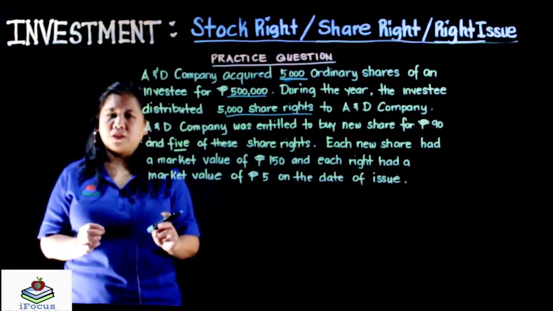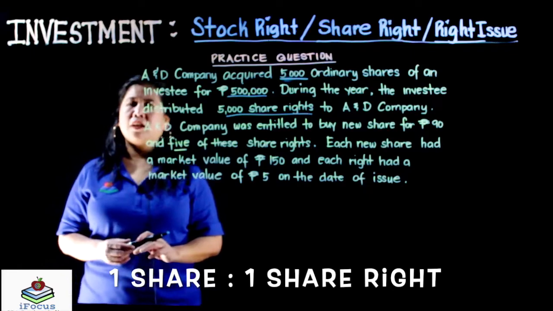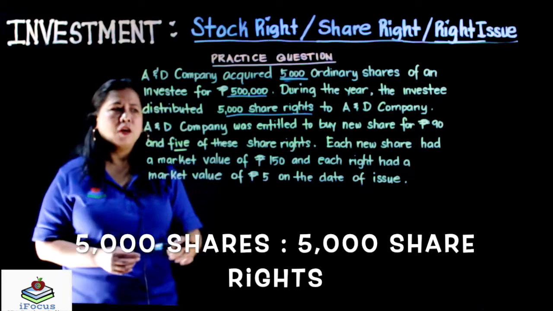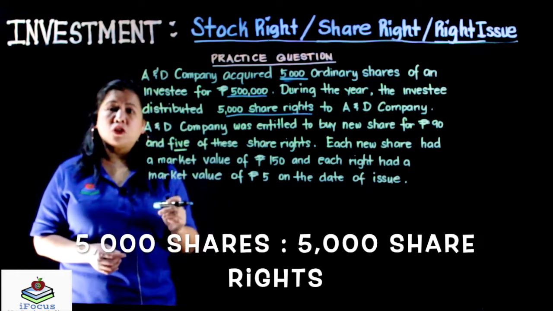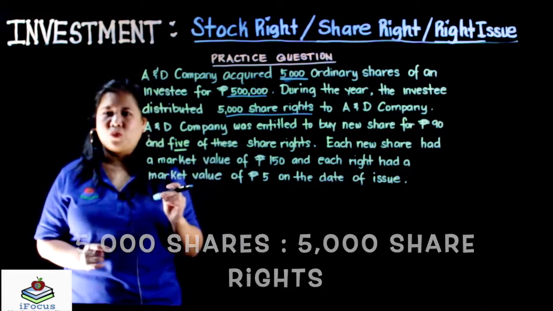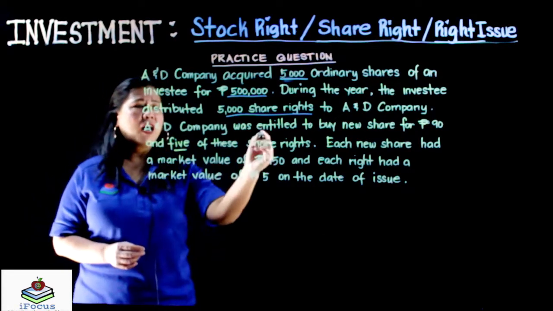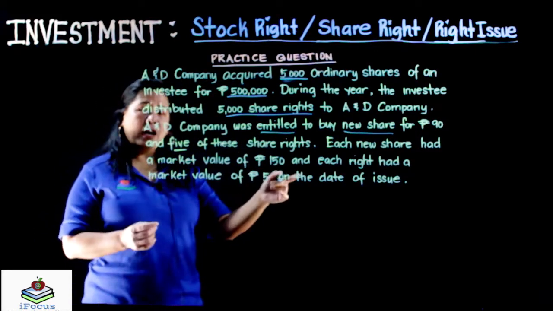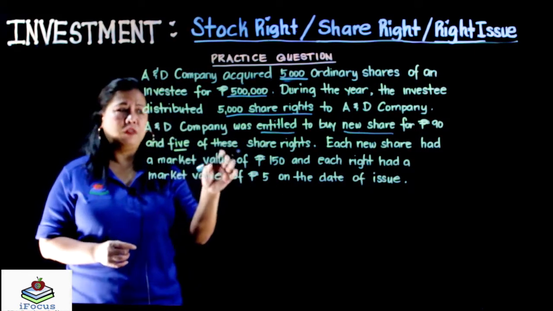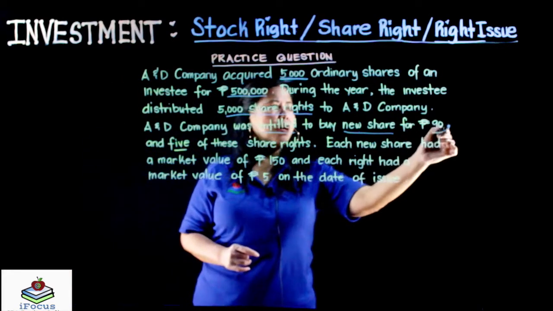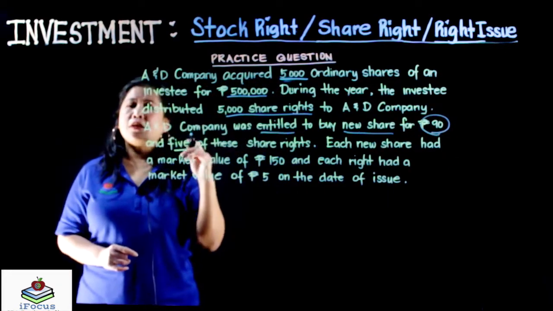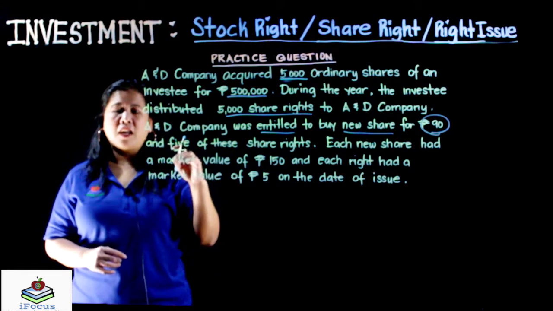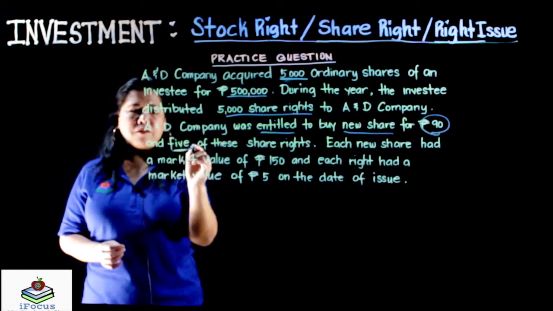Remember our concept, kapag meron kang isang share, that is equivalent to one share right. Kung meron kang 5,000 ordinary shares, meron ka ding tatanggaping 5,000 share rights. Alright? Kasi 1:1. A&D Company was entitled to buy new share, isang share for 90 pesos and 5 of these share rights. So, ang ibig sabihin, makakabili si A&D Company, ang ating investor, ng isang bagong share sa halagang 90 pesos at 5 share rights.